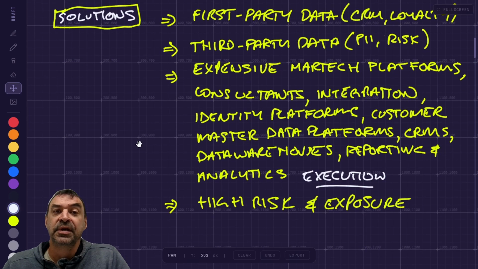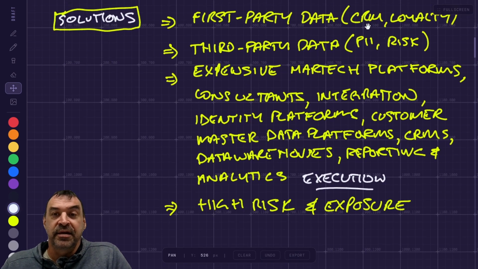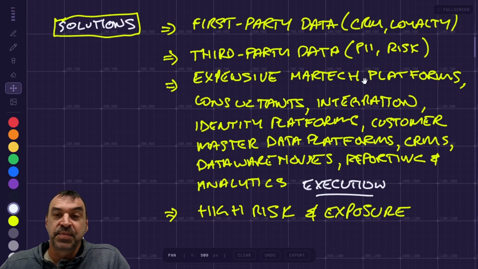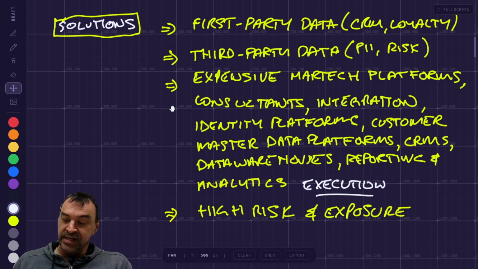The solutions offered are better commercializing first-party data. The second way to mitigate revenue loss is to commercialize third-party data. So all the solutions are implementing expensive MarTech platforms, utilizing expensive consultants, integration identity platforms, customer master data records, data warehouses and reporting and analytics, and you have to implement all those things before you even execute campaigns.